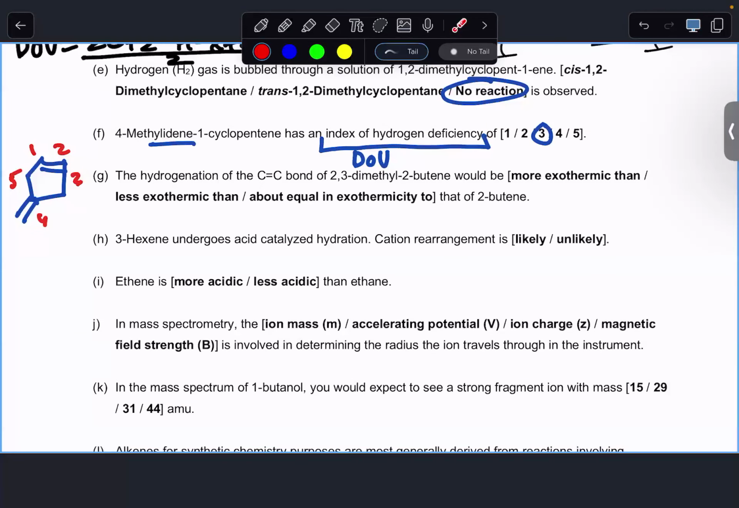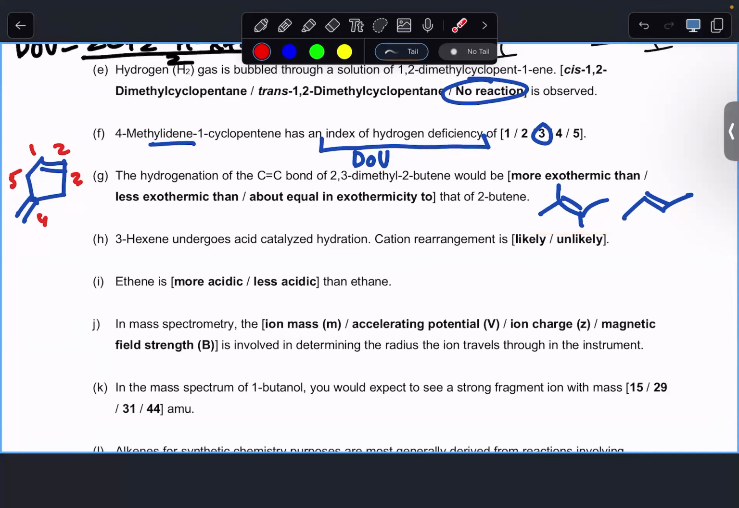Okay, so let's draw out 2,3-dimethyl-2-butene. Looks like that. Carbon 2, 2, 3, and 2-butene. Okay. So this question here is asking for the exothermicity of these alkenes. And what does exothermic mean? What is it doing? Is it releasing or gaining energy? Releasing energy, right? And what alkene would release more energy? The more or less stable alkene? Less stable, right? And which one would that be here, given these choices?